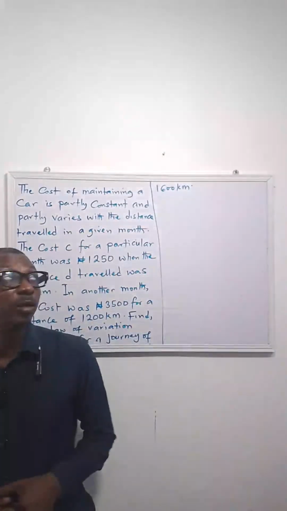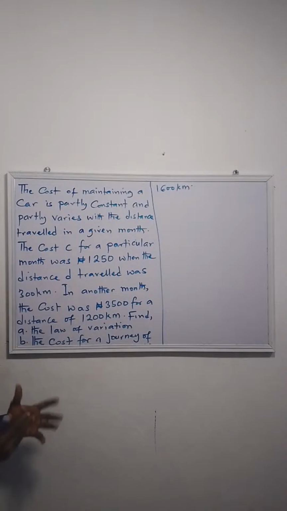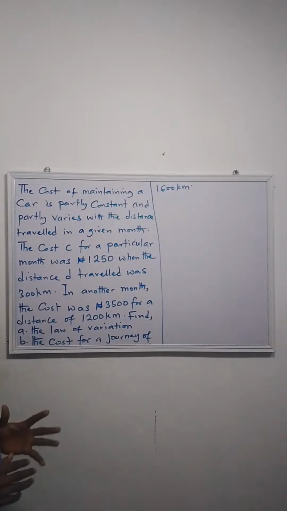Now the cost of maintaining a car is partly constant and partly varies with the distance traveled in a given month. Now the cost C for a particular month was 1,250 naira when the distance D traveled was 300 kilometers. In another month, the cost was 3,500 naira for a distance of 1,200 kilometers. So find the law of variation.